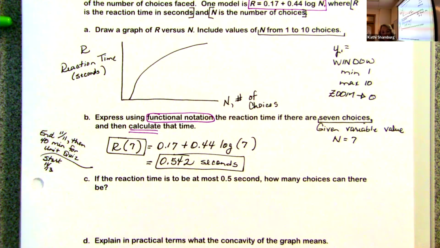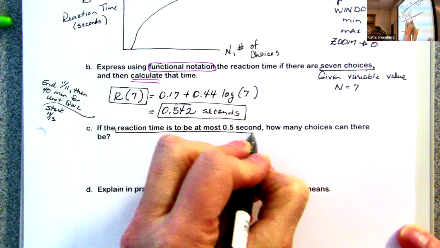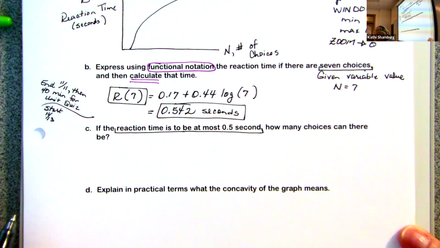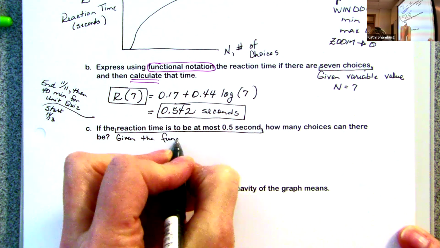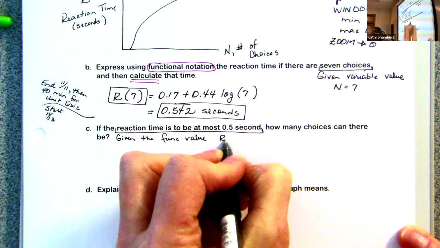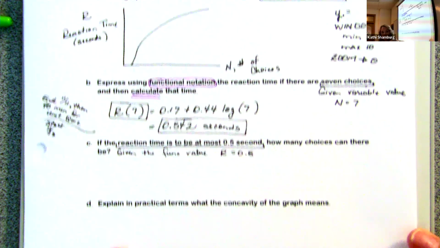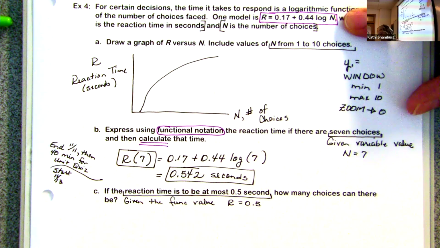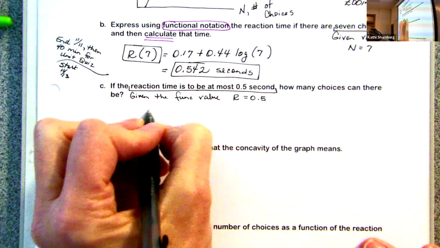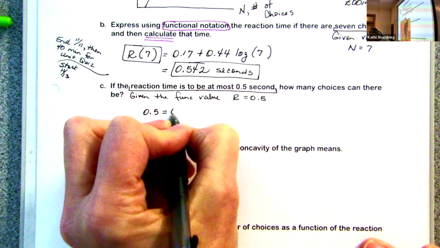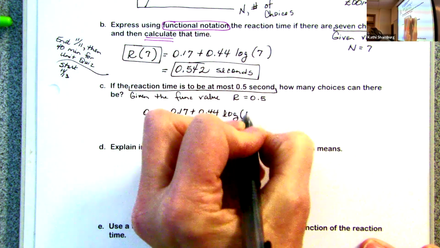Okay, so part C, if the reaction time is to be at most 0.5 seconds, how many choices can there be? All right, so what are we given here? Function. So we're given the function value. The function is R, so we have R equals 0.5. Okay, so in our equation up here then, 0.5 will go in place of R. So we'll have 0.5 equals 0.17 plus 0.44 times the log of N.